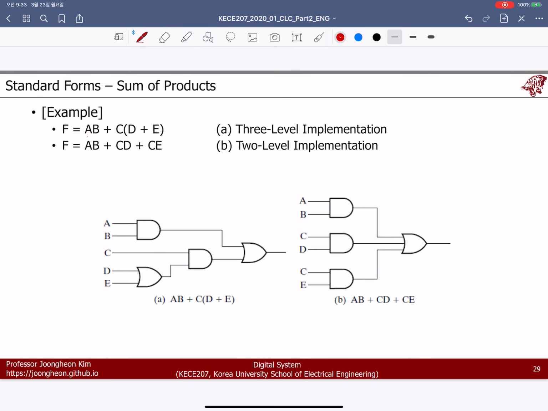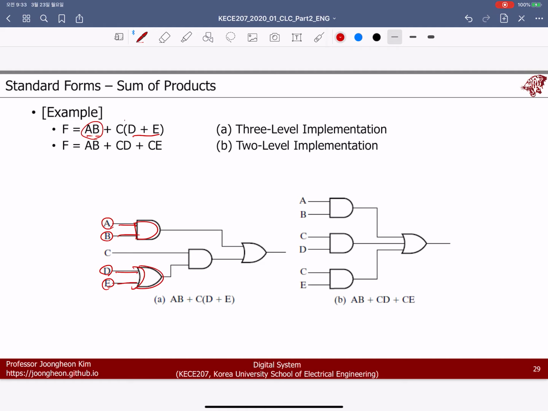So in this case, you have A and B and you have multiplication. It means that you have AND gate. That's why you have A and B and you have AND gate. And then you have D plus E. So you have D and E and you have plus. Plus means or operator or union in set theory. That's why you have OR gate.